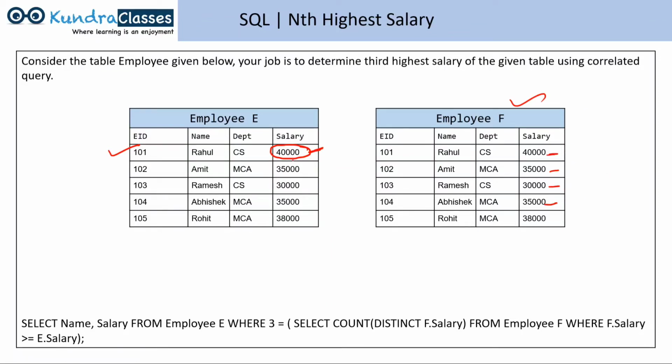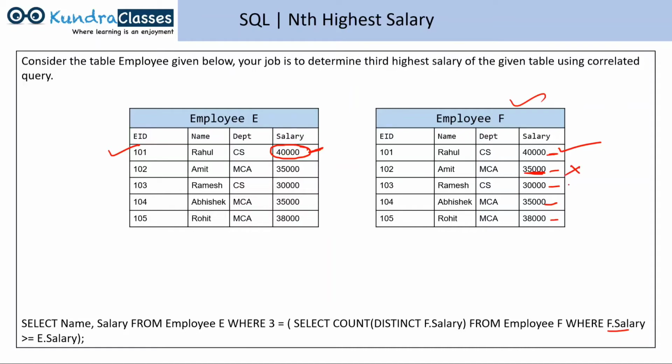So you have to compare this salary, the single tuple of E table, with all the tuples of this, like in a nested loop, while keeping in mind that F.salary should be greater than E.salary. Fine. So this is E salary and these are F salary. Is this greater than or equal to? Yes, so I'll select this tuple. Is F.salary greater than E.salary? No, 35,000 is not. So I'll not select this.